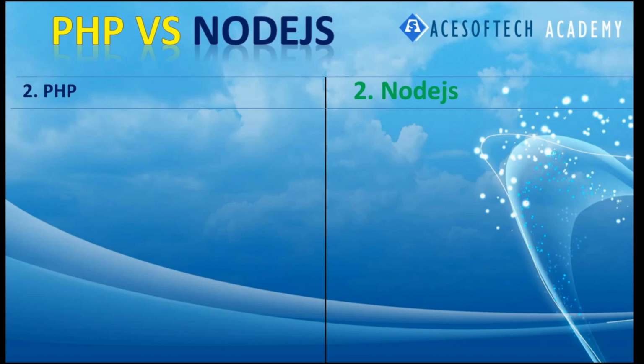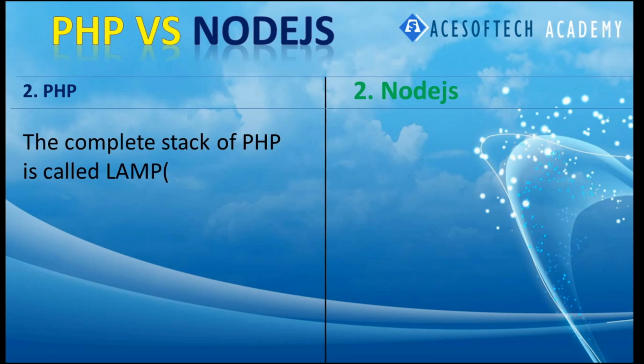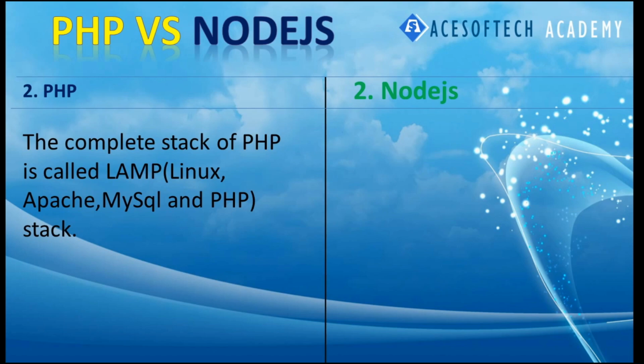And now let's have a look at the second difference. The complete stack of PHP is called the LAMP stack, or its full name is Linux, Apache, MySQL, and PHP. So the complete stack is called the LAMP stack, and it's a very popular and old stack which is being used around the world.